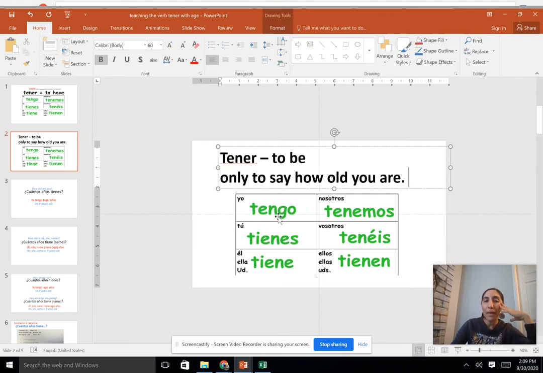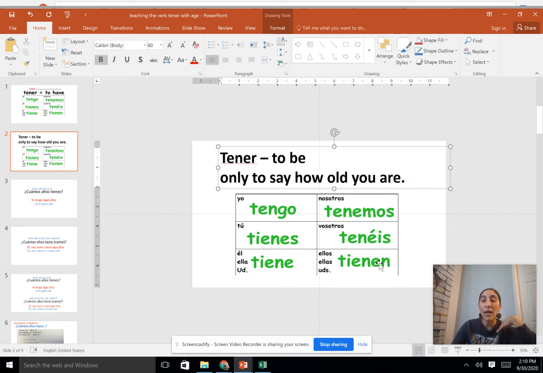For example, I am 20 years old. You are 20 years old. Él tiene. He has 20 years old. Ella tiene. She has 20 years old. Usted tiene. You have 20 years old. We have. Tenemos 20 años. We have 20 years old. You all tenéis. So you all have in Spain. Yeah. And then they have 20 years old. Yeah. So that's a straight translation.